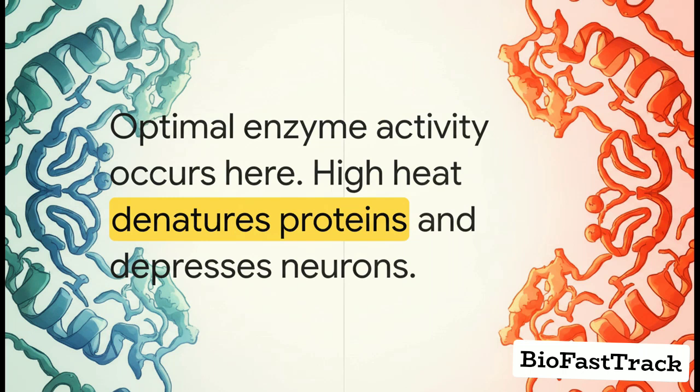Exactly. Just picture running standard in vitro enzyme assays. If you set temperature as your independent variable and run trials at 20, 37, and 45 degrees, that 45-degree test tube won't just slow down. The reaction halts completely because the active sites are permanently destroyed.